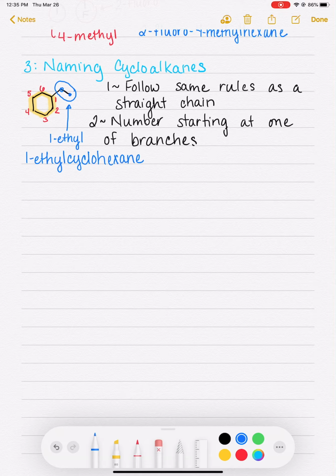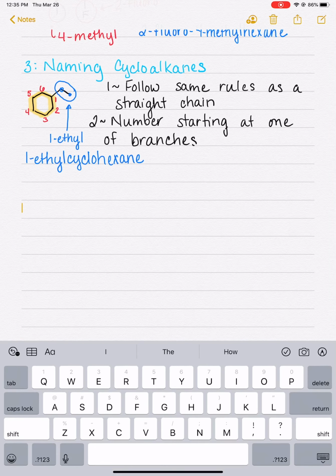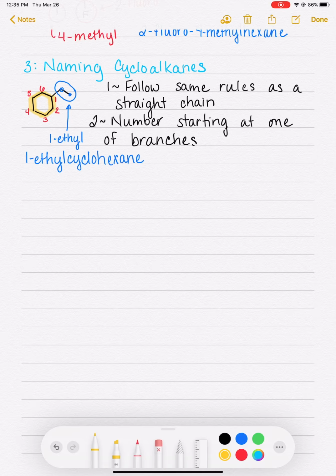Now, one of the things that is kind of tricky when you're naming cycloalkanes, because we get to choose where carbon number 1 is, and we are all going to choose the same carbon to be carbon number 1, the 1 does not need to be included in the beginning of the name. So you could name this just ethylcyclohexane.